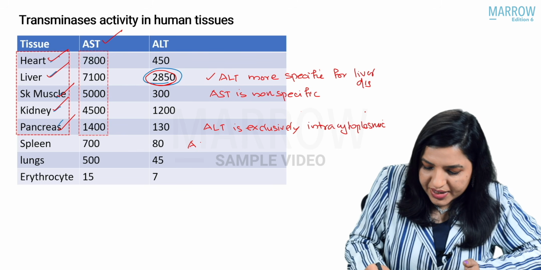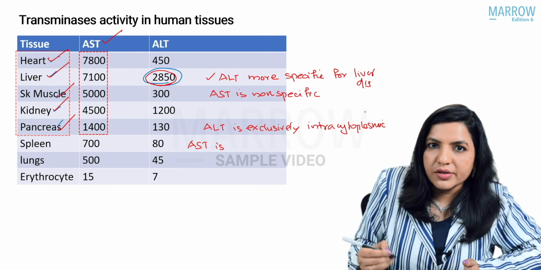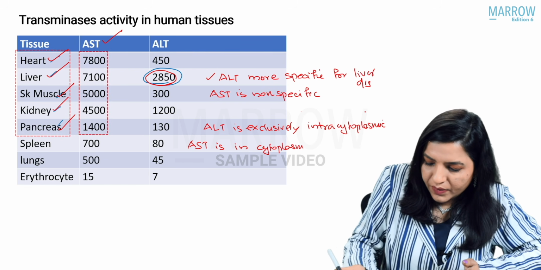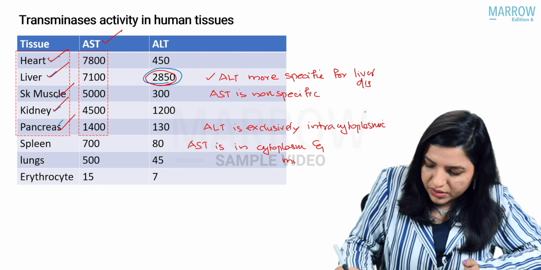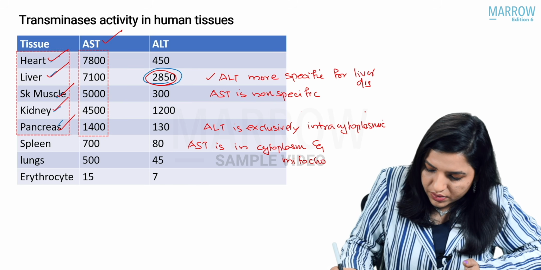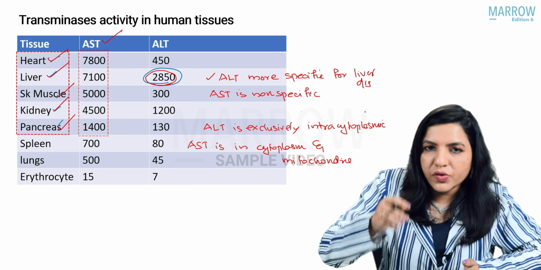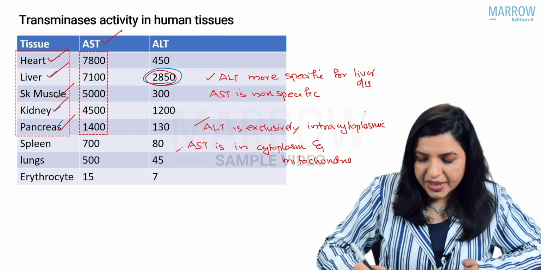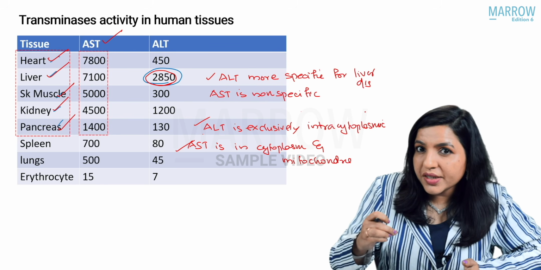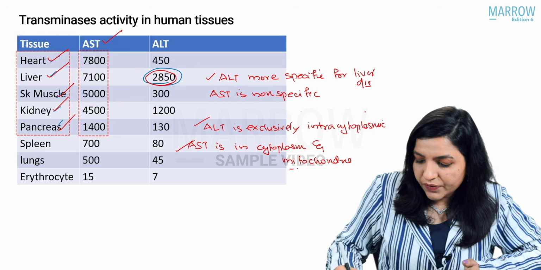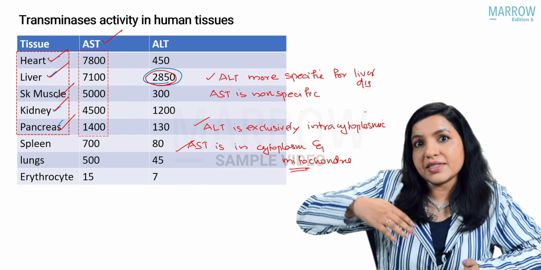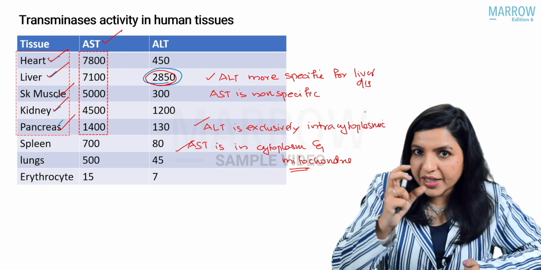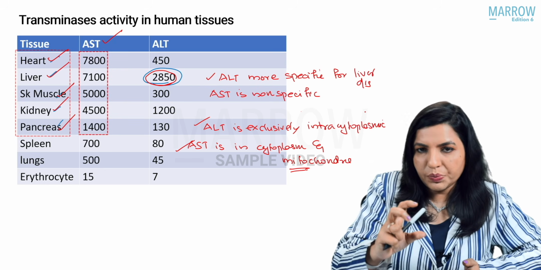What about AST? AST is located in cytoplasm and mitochondria. If there is a mild injury, the ALT level will rise. The AST level will also rise if there is mild injury, and especially if there is mitochondrial injury as well, then the AST level will be more. So that is very important, where ALT and AST are present.